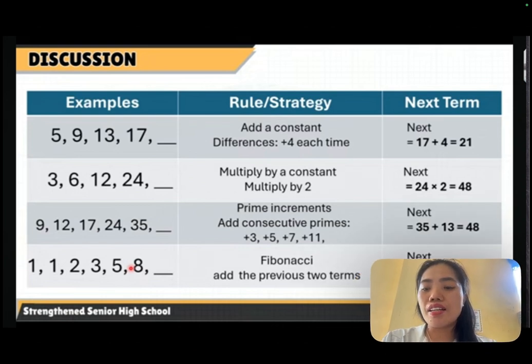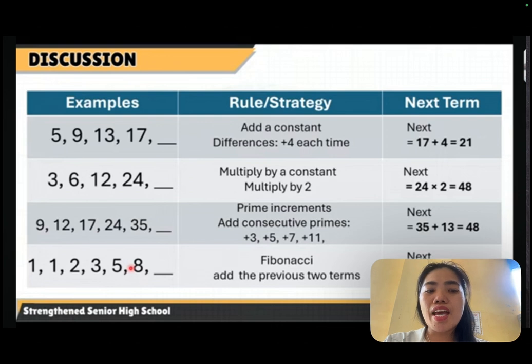Next sequence: 3, 6, 12, 24. How do we get the next term? Multiply by a constant, multiply by 2. We have 3 times 2 is 6, 6 times 2 is 12, 2 times 12 is 24. Therefore, the next term will be 48.